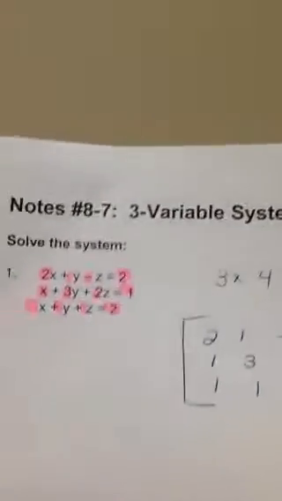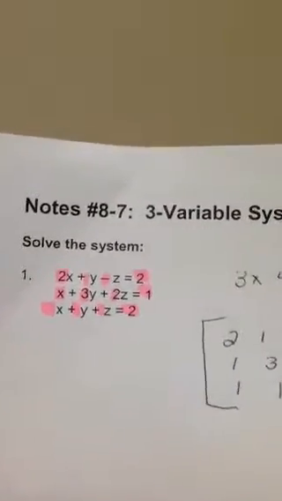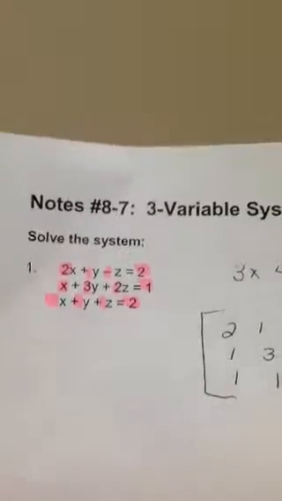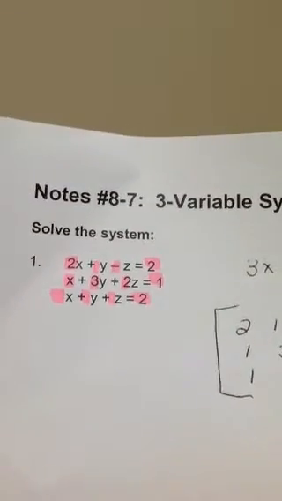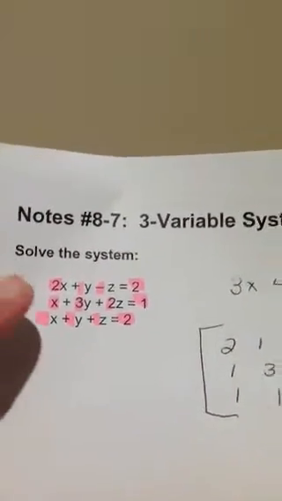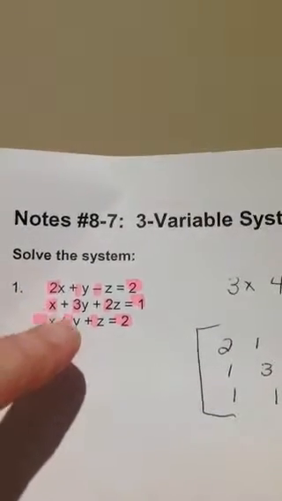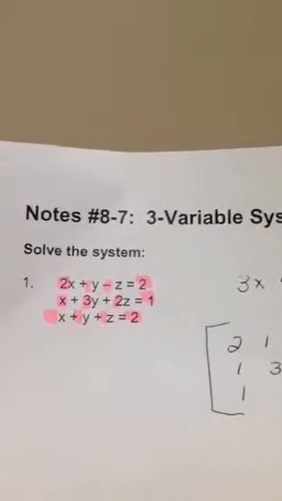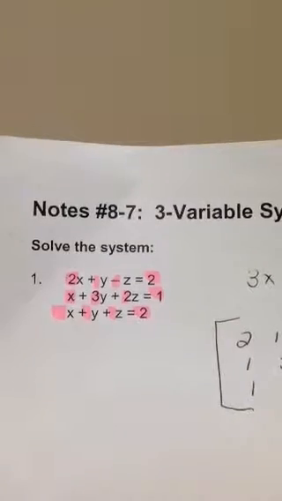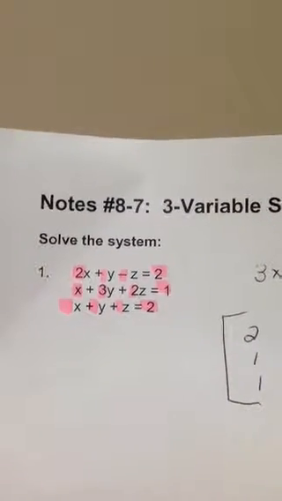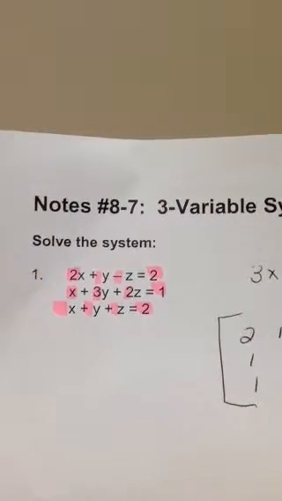Okay, today we're going to start three variable systems, and we want to look at these systems and we're going to put them in the calculator as a matrix. We're just going to use these coefficients that I've highlighted in pink. So write this equation down, take a minute and write this equation down, and then I want to show you how you put it in the calculator.